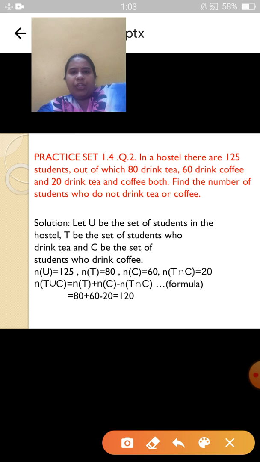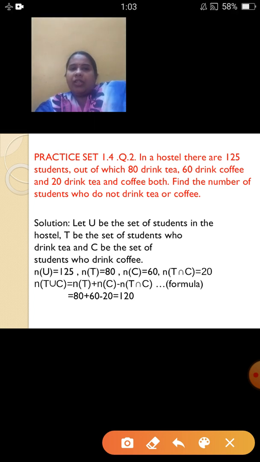Now, two important things to understand in this. Let us see what are the things given to us. First thing is, there are 125 students in the hostel, right? So total number of students is 125. Then what they are telling us, that out of this 80 drink tea, 60 drink coffee, right? So those are two different sets, students drinking tea and students drinking coffee. But look at this, tea and coffee. Nowhere have they specified the word intersection, but instead they are telling us there are 20 students who drink tea and coffee. It means that it is the intersection of those two sets.